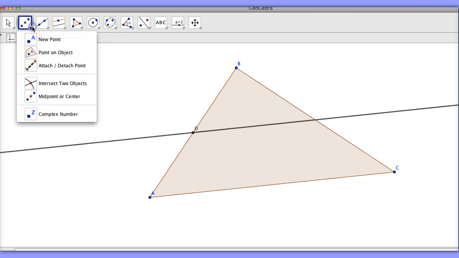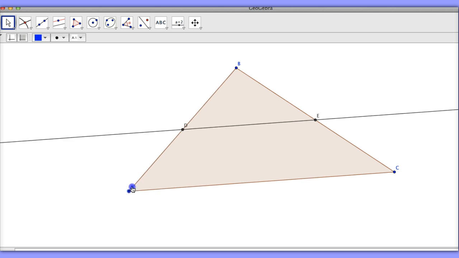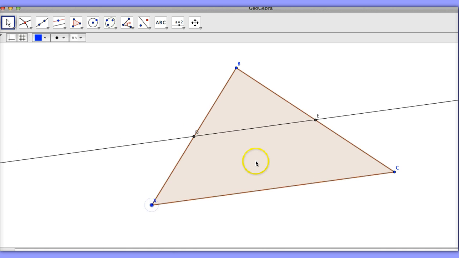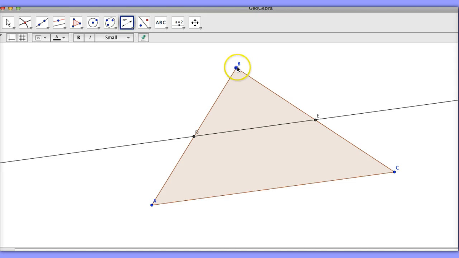And I need a point of intersection here. And notice that these are connected. So let's think about where this point E is located on segment BC. Let's measure the distance from B to E and from C to E. Notice these lengths are the same. What would that tell us about point E?